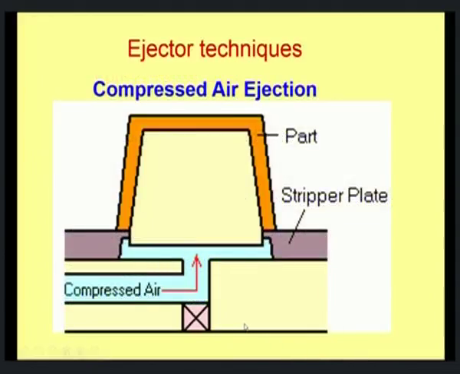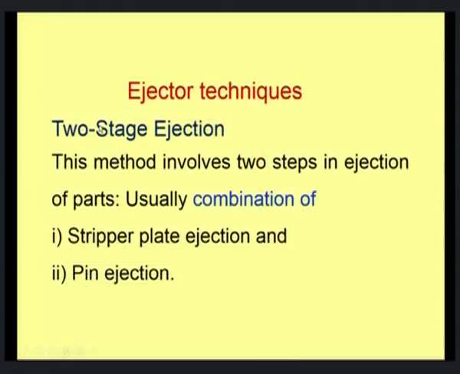So, this is a typical scheme of compressed air ejection where it is used along with the stripper plate. So, this is the stripper plate. As this stripper plate moves up, a vacuum is formed between this part and this mold. So, there the compressed air moves in, thereby preventing the vacuum between this part and this mold. Once the stripper plate moves up, the compressed air valve is also opened, and therefore this compressed air would also push the part out. And then the next type of ejector technique is called two-stage ejection.